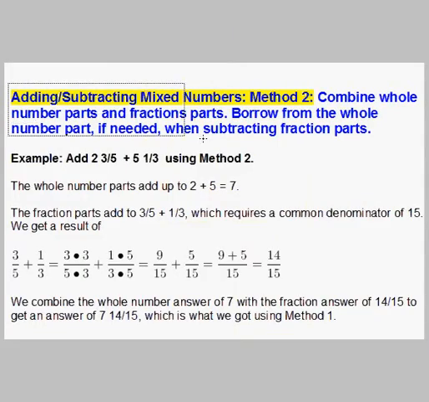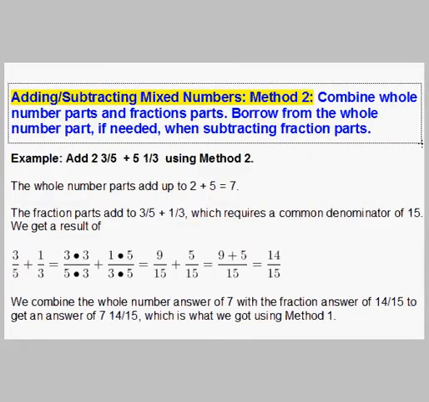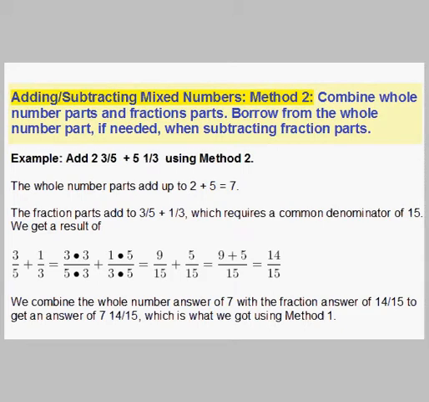A second method for adding and subtracting mixed numbers is to combine the whole number parts and then combine the fraction parts. And in subtraction, borrow from the whole number part if needed. And we'll see that in the second example. Our first example is to add two mixed numbers. Add 2 3/5 plus 5 1/3, and we're going to use this second method.